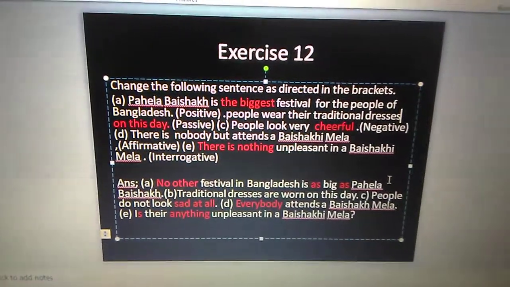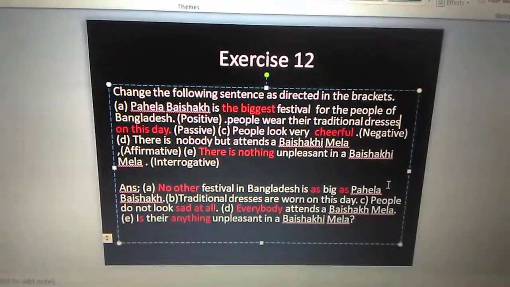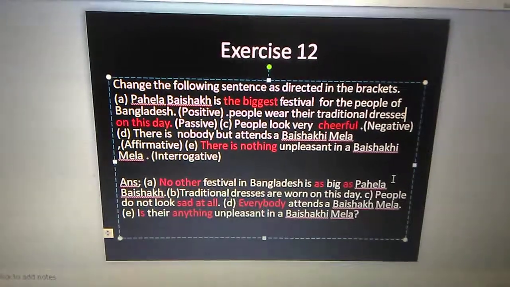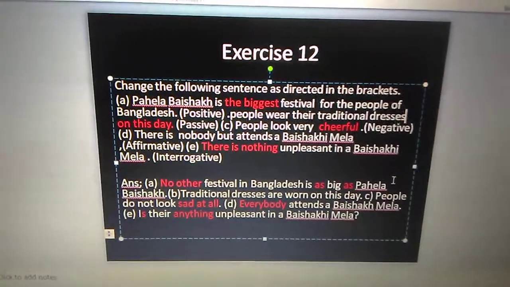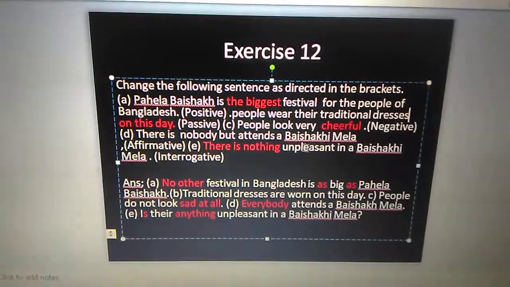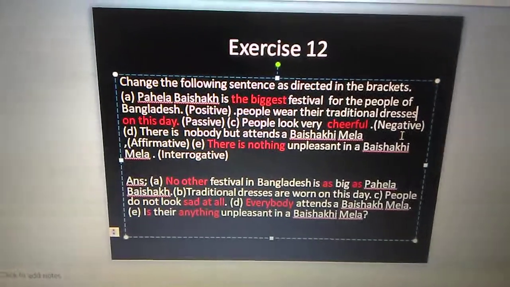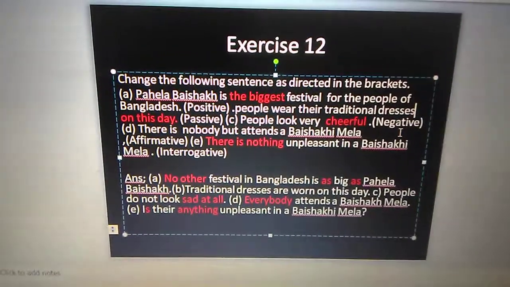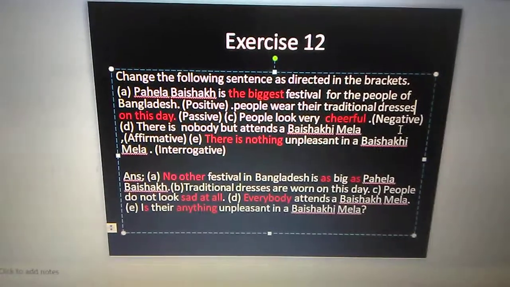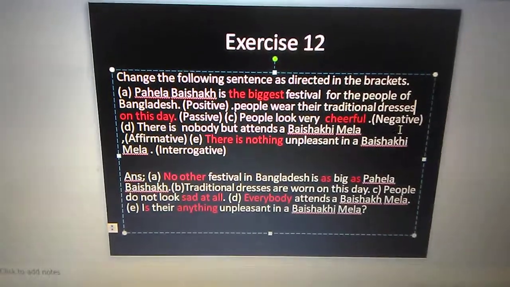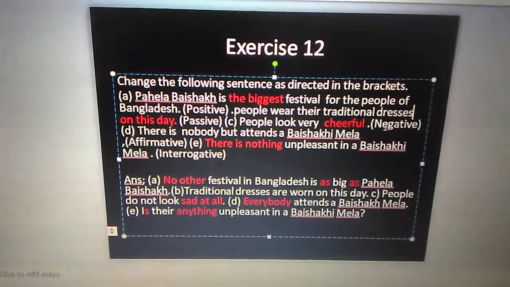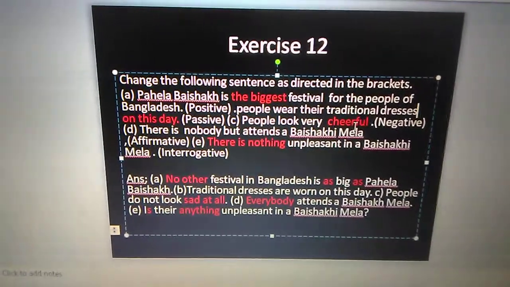On this day, people look very cheerful. You know the negative word of cheerful. You have to make it negative. So you have to write people don't look sad at all. The opposite word of cheerful is sad, so you have to write sad.